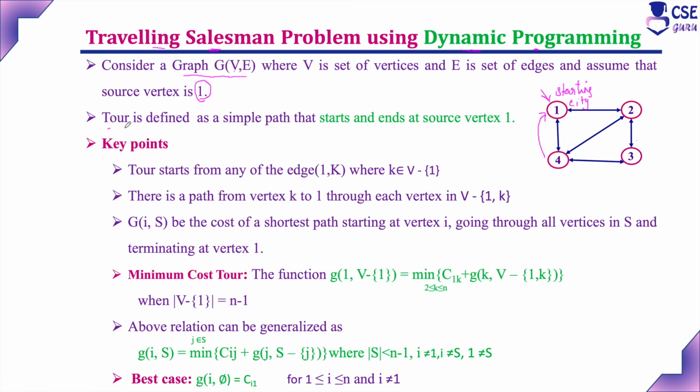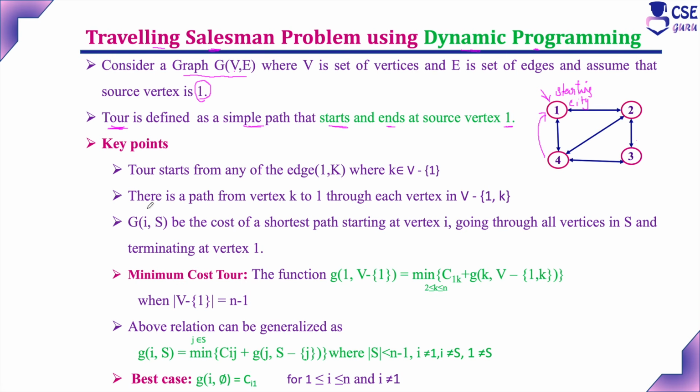And here a tour is defined as a simple path that starts and ends at the source vertex 1. So a tour, if you are considering in this sense, is a simple path that will start at the starting vertex, visit all other vertices in the given graph in any order. But he has to visit all other vertices only once and come back to the starting city. That is nothing but a tour.